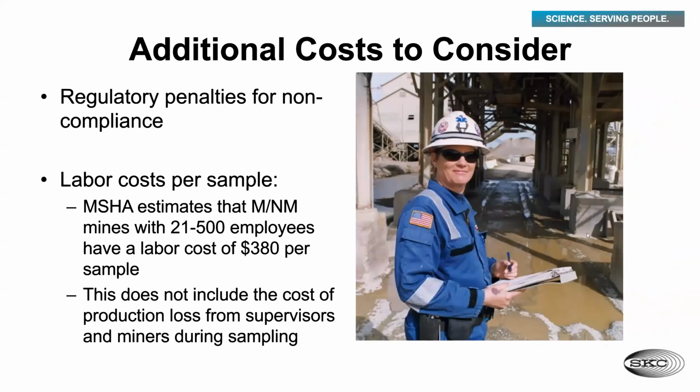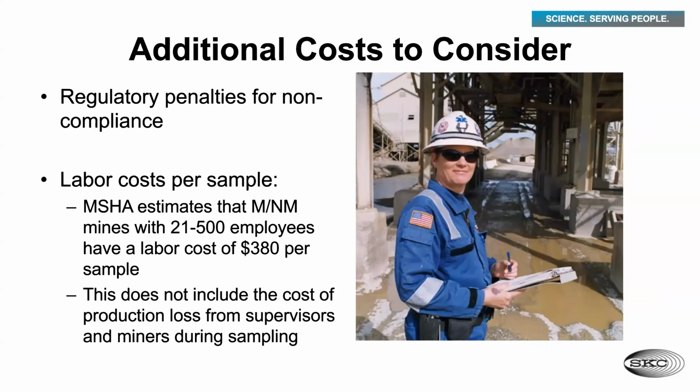So other ones to consider are regulatory costs for penalties. And what I thought was really nice about the MSHA rule is that they did a very good job of estimating how much each sample costs based on how large of a site and how many people are on that site. And where they're getting that from, they're considering lost time from the supervisor, lost time from the employee being sampled, your time as an industrial hygienist, in addition to the actual analytical cost.